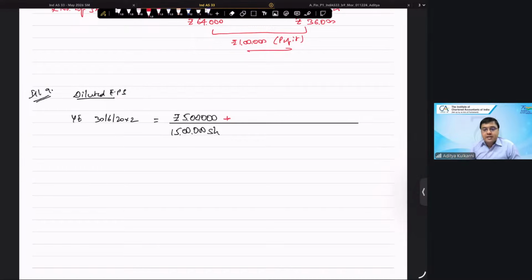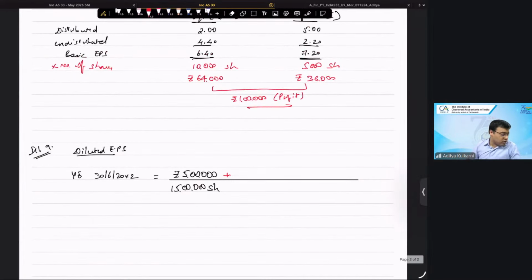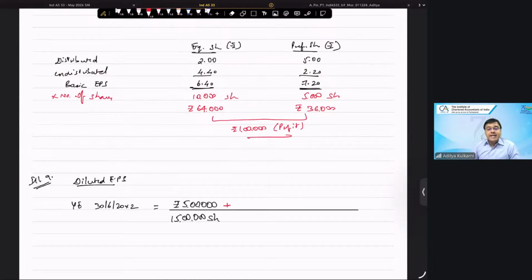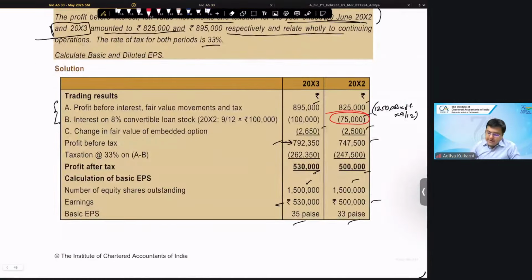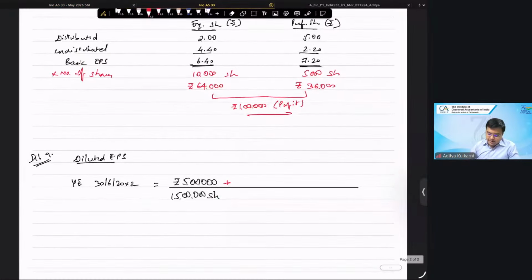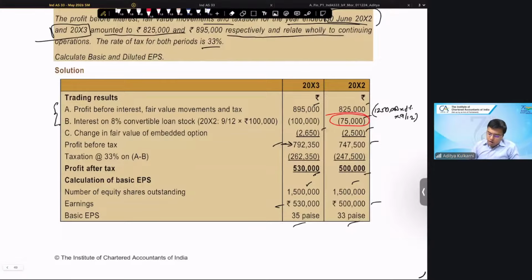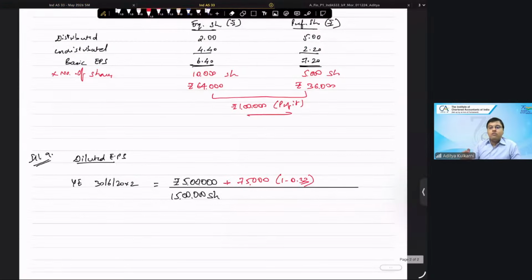The diluted EPS working, you will save on what? You will end up saving interest cost if the conversion happens. And what is the interest? 75,000. But on 75,000, you have to give the tax effect. 1 minus 0.33. Are you able to follow? And on conversion, there won't be anything for fair value movement because it is already converted. So plus 2500.